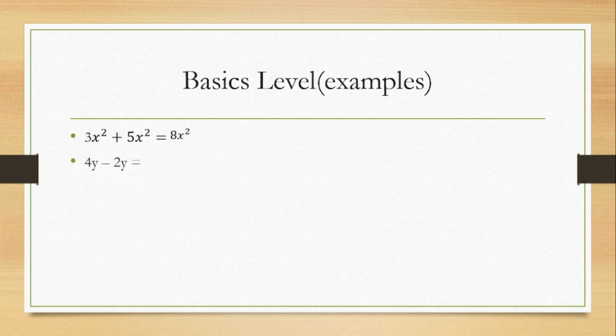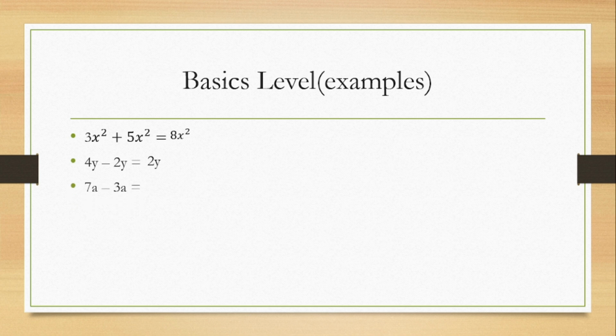And as for the second one, still the very same. Since we see that the variables are the same and carry the same exponents, we subtract our numbers, and then we keep the variable as it is. So it's going to be 4 minus 2, which is 2, so 2y, right?